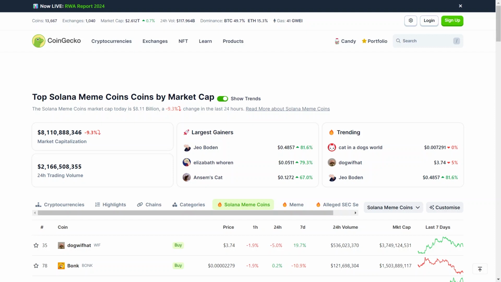To sell Solana meme coins, follow a similar process but select the sell option instead of buy on the exchange platform. Specify the amount you want to sell and set your desired price.